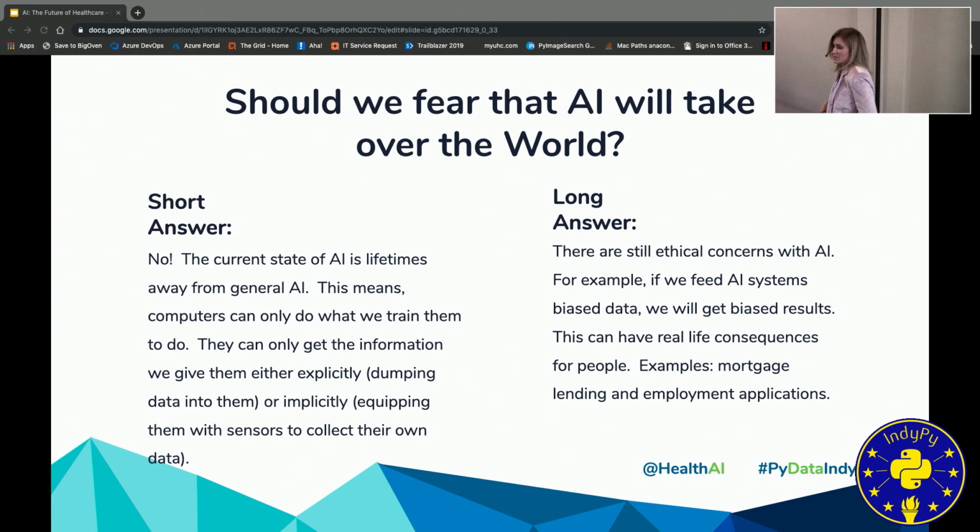So should we be afraid that AI will take over the world? Short answer, no. Like I said, we are lifetimes away, I think, from general AI that can really generalize and learn a lot more and handle unseen things. And so right now, computers can only do what we train them to do. They can only get the information that we give them, either explicitly by dumping data into them or implicitly by equipping them with sensors to collect their own data. But the long answer is there's still some ethical concerns and things that can go really wrong with AI. For example, if we feed AI systems biased data, we'll get biased results. And this can have real-life consequences for people. So if you think about biases in mortgage lending systems or credit rating systems or employment applications, having biases in these kinds of systems can be really detrimental to people.